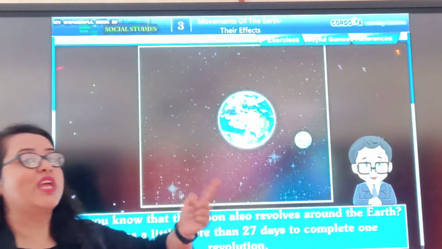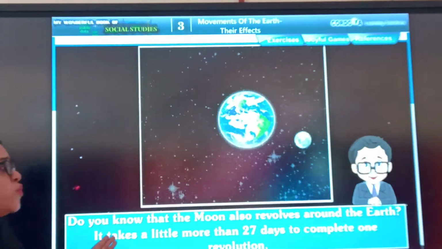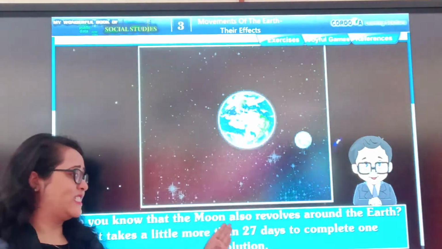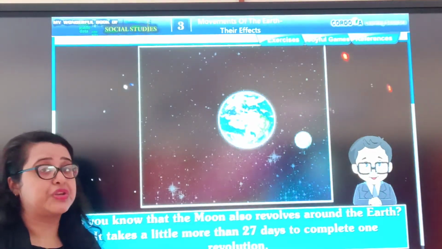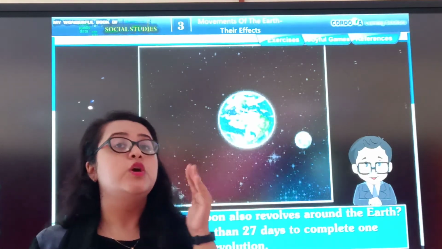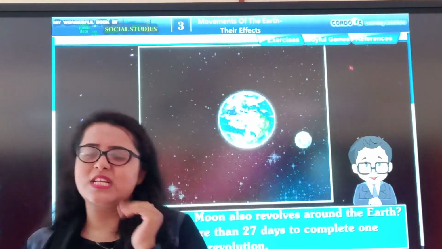Moon revolves around the earth. Do you know that the moon also revolves around the earth? It takes a little more than 27 days to complete one revolution. Moon को कितना टाइम लगता है अर्थ के रिवॉल्व घूमने में? 27 days से थोड़ा ज़्यादा लगता है.